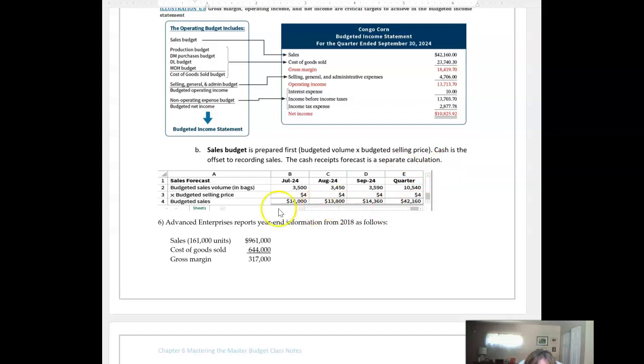These are budgeted sales. So here's our budgeted sales volume, okay, for 3 months for the quarter, July through September. And the selling price is $4 per unit. So here are my budgeted sales per month, and there's my budget for the quarter. Is that great or what?